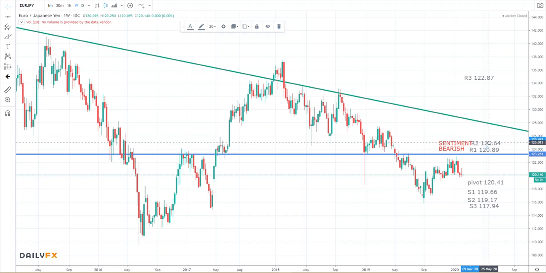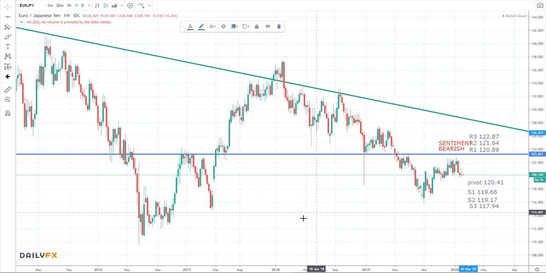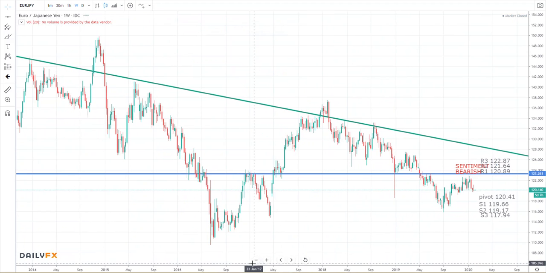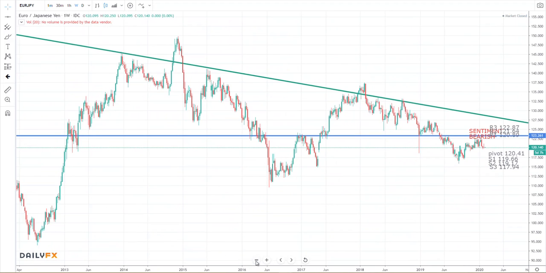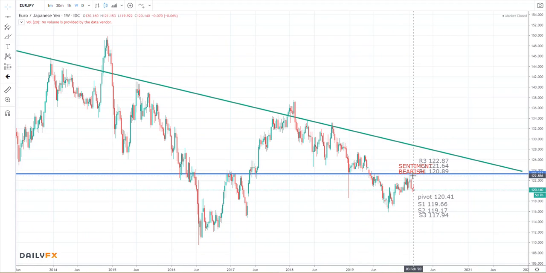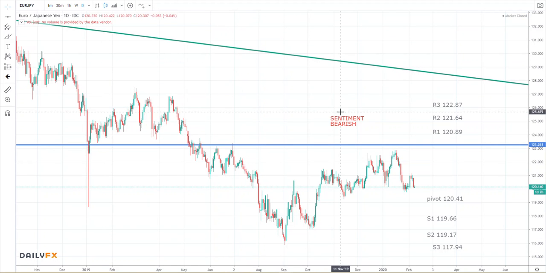I need to pull these in because once I go to the daily, it will be hard to see these. But just to start off with, we can see our long-term descending triangle on the Euro Yen, where price is now falling away from the resistance line, the bottom of this triangle, looking to make some new lows. And let's go ahead and look at our daily.